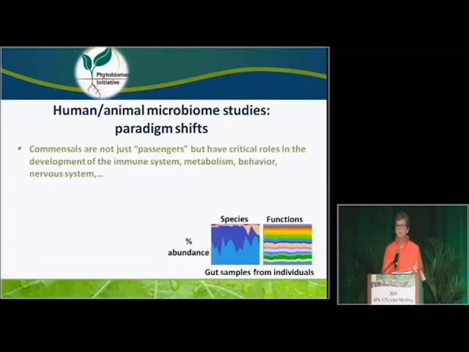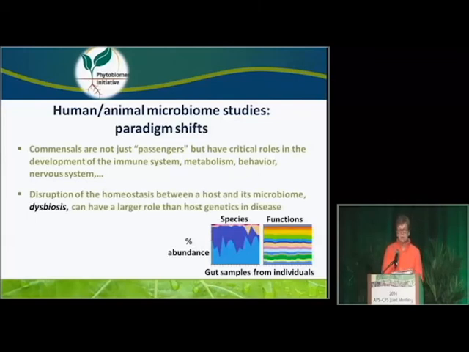So the human microbiome has given us some very interesting paradigm shifts. The commensals are not just passengers. They play critical roles in our immune systems, our digestive systems, our behavior, and our nervous systems. If we disrupt the homeostasis between the host and the microbiome, it in and of itself will have a larger effect than the host genetics themselves.